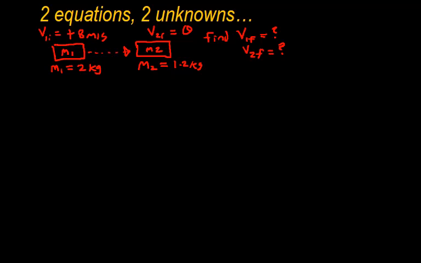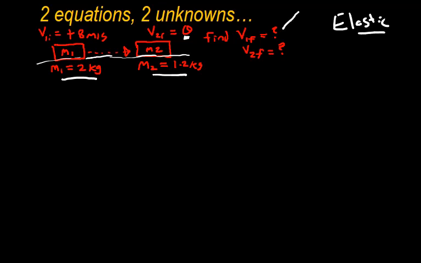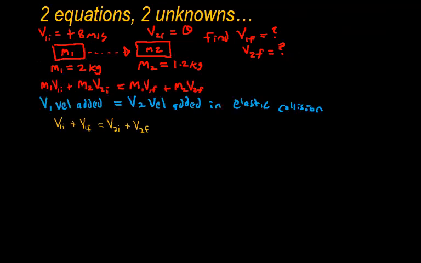Now for this one, we have 2 carts on an air cart surface, and the first car hits the second car. The second car is at rest starting out. The first car is going at positive 8 meters per second. Here are our masses. And we know it's elastic. So because we know it's elastic, we can find both V1 final and V2 final because we can use both equations. We can use conservation of momentum, and we can also use our elastic collision equation.